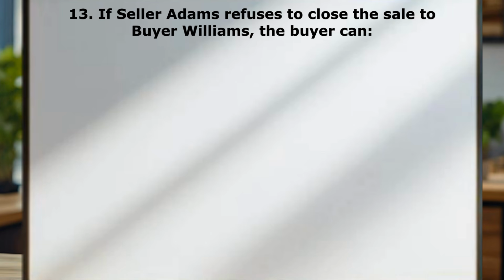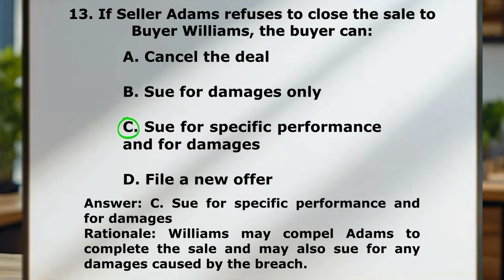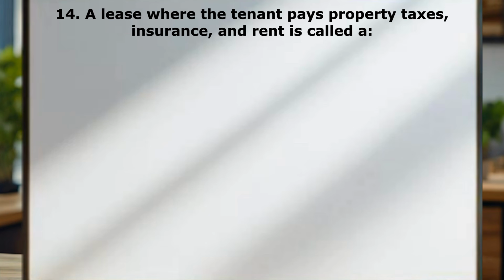If seller Adams refuses to close the sale to buyer Williams, the buyer can A, cancel the deal. B, sue for damages only. C, sue for specific performance and for damages. D, file a new offer. Correct answer here is C, sue for specific performance and for damages. Williams may compel Adams to complete the sale and may also sue for any damages caused by the breach of contract. Question number 14.